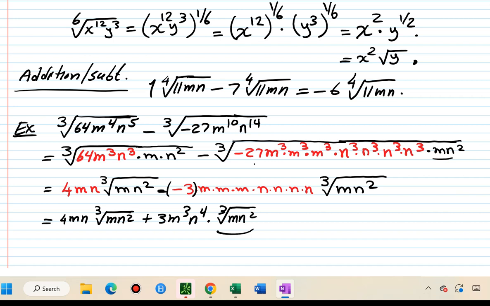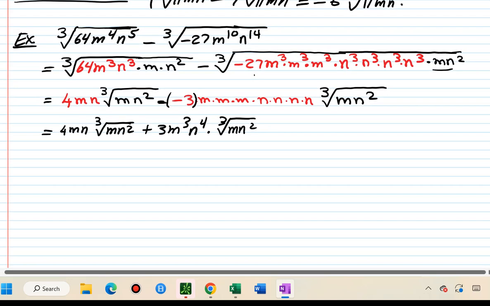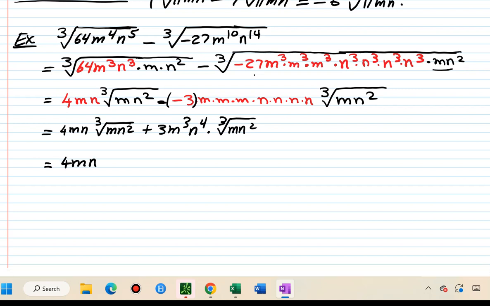Now we have like radicals, so we can actually combine these. When we combine, here's 4mn plus 3m cubed n to the fourth. We combine the coefficients times the common radical, the cube root of mn squared. All right, and there we have it. So that's how we can subtract radicals.